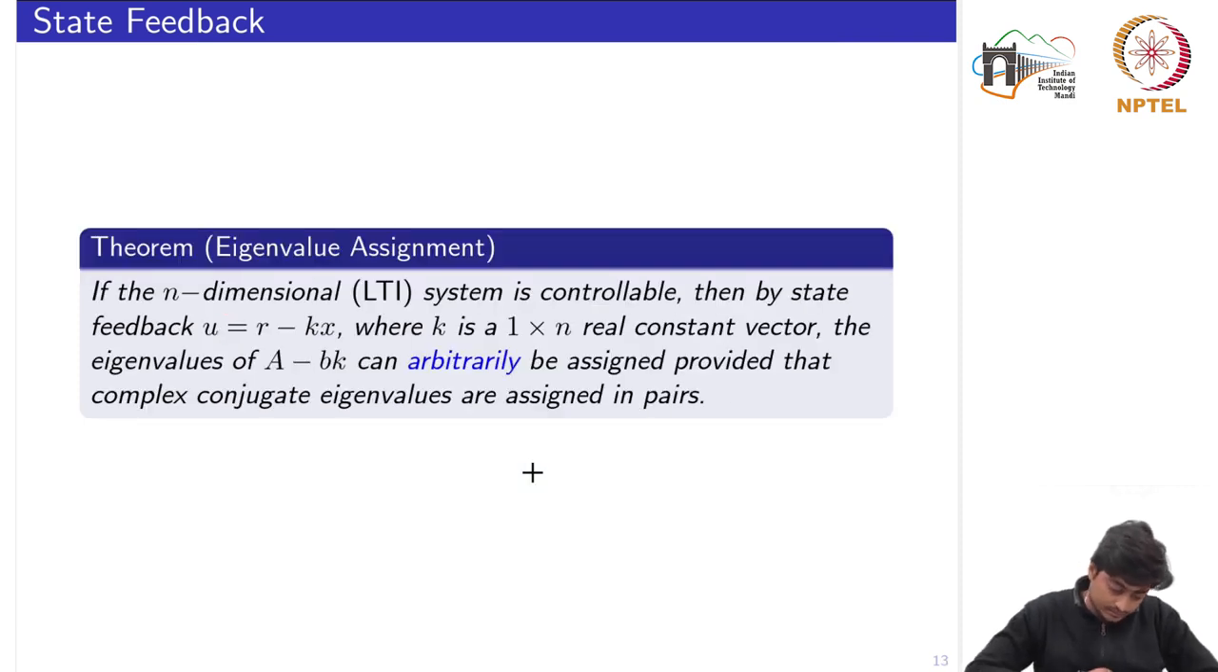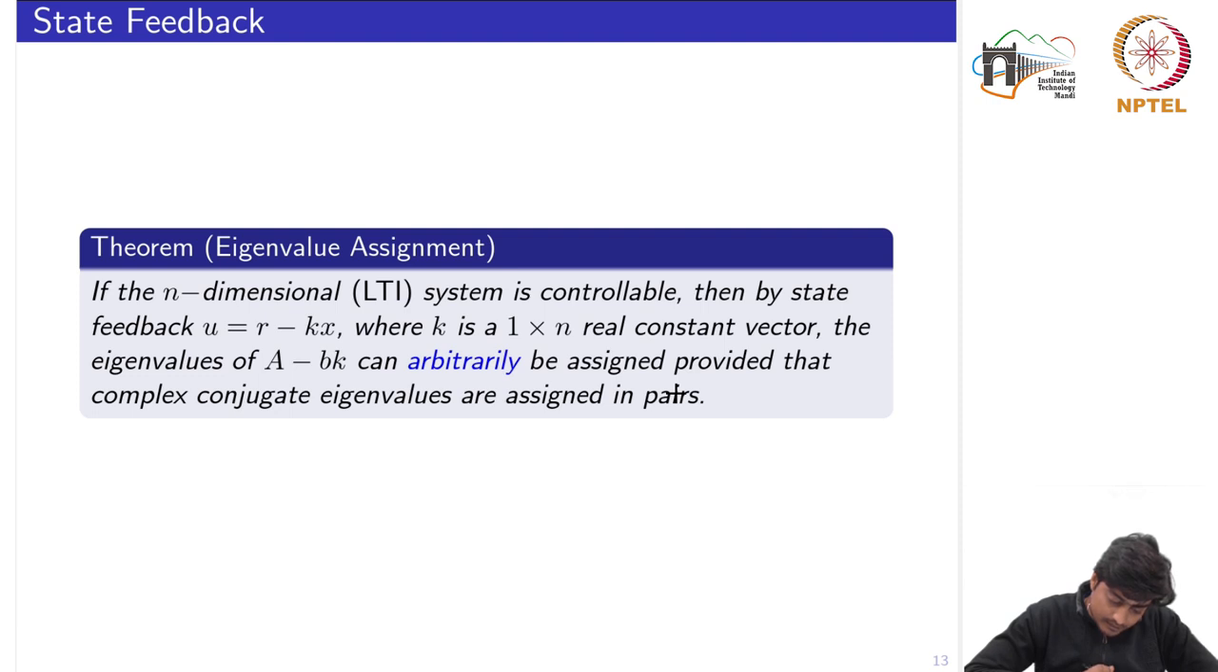But based on that, this is the most important result, where we are actually designing the controller. It says that if the n-dimensional LTI system is controllable, then by using the state feedback U equal to R minus Kx, where K is a 1 cross n real constant vector, the eigenvalues of A minus BK can arbitrarily be assigned, provided that complex conjugate eigenvalues are assigned in pairs.